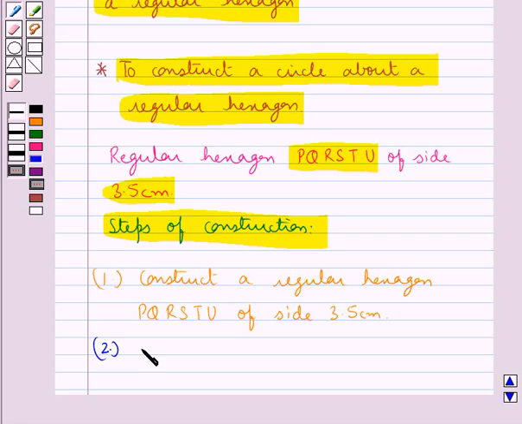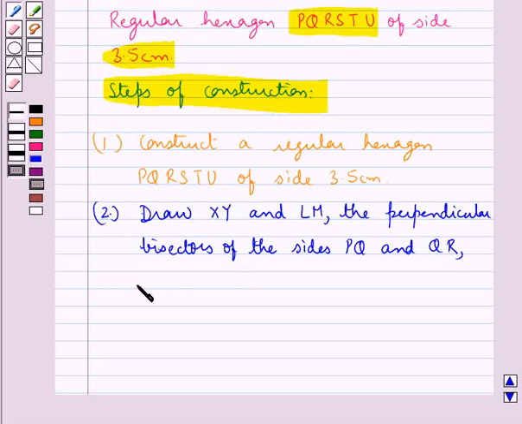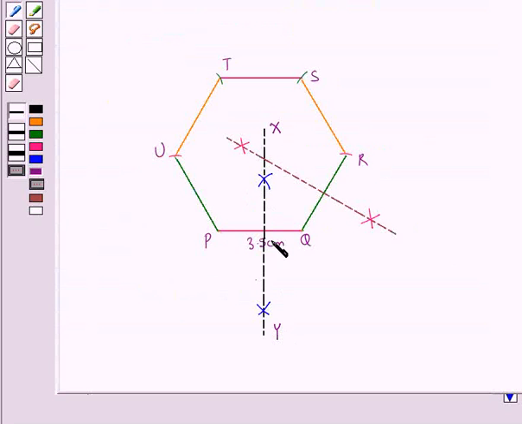So in the next step, we draw XY and LM, the perpendicular bisectors of the sides PQ and QR respectively. This XY is the perpendicular bisector of side PQ. This LM is the perpendicular bisector of side QR, where both these perpendicular bisectors intersect at the point O. So this O is the circumcenter of the regular hexagon PQRSTU. In the same way, we can find out the circumcenter for any regular polygon.